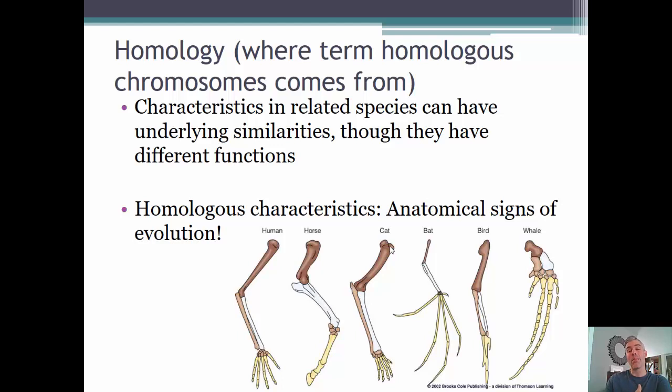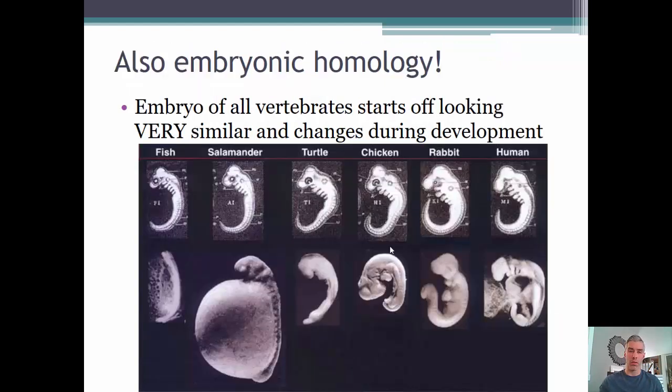But they still have the same underlying anatomy. There have just been slight changes in that anatomy that have resulted in different functions. So homologous structures are evolutionarily related, but they have different functions in organisms. And that's one piece of evidence that we have of evolution.